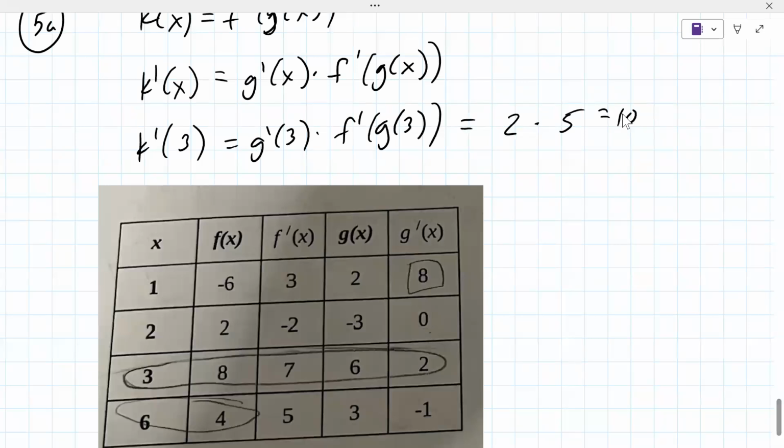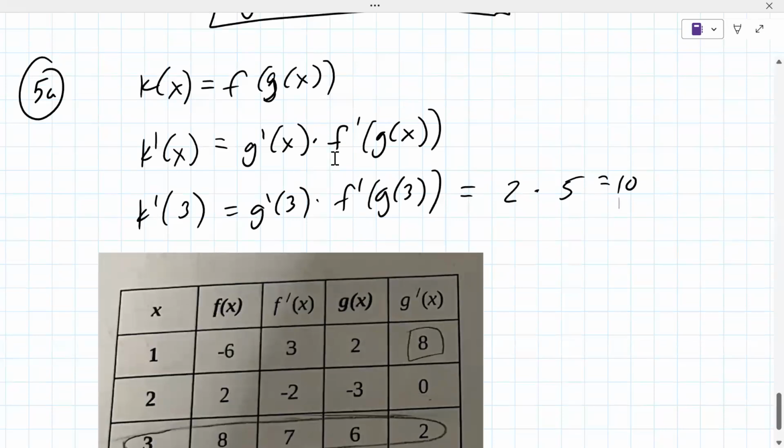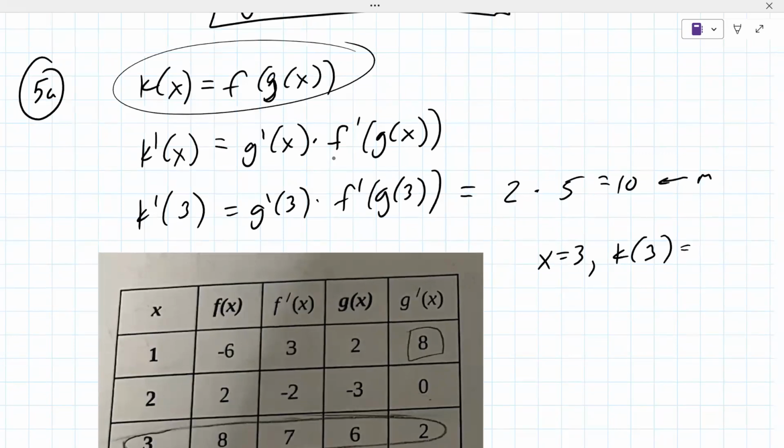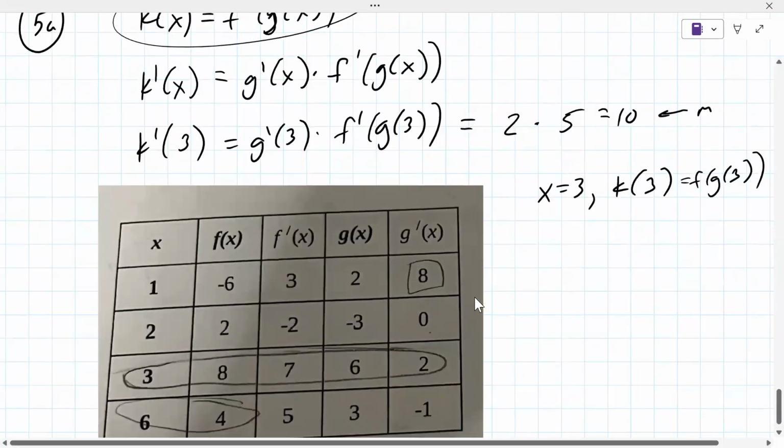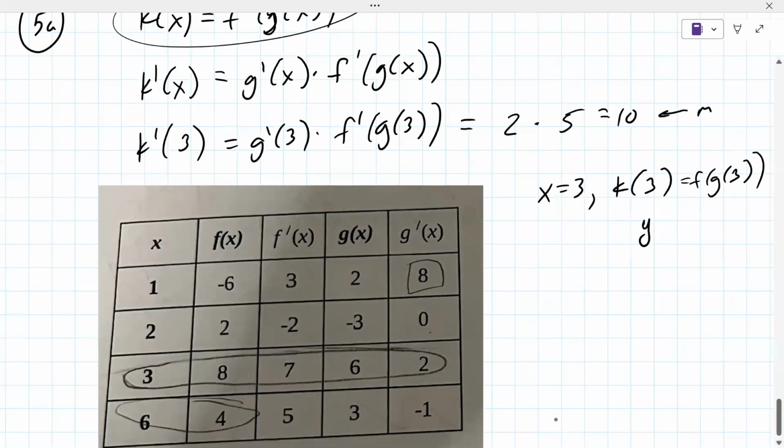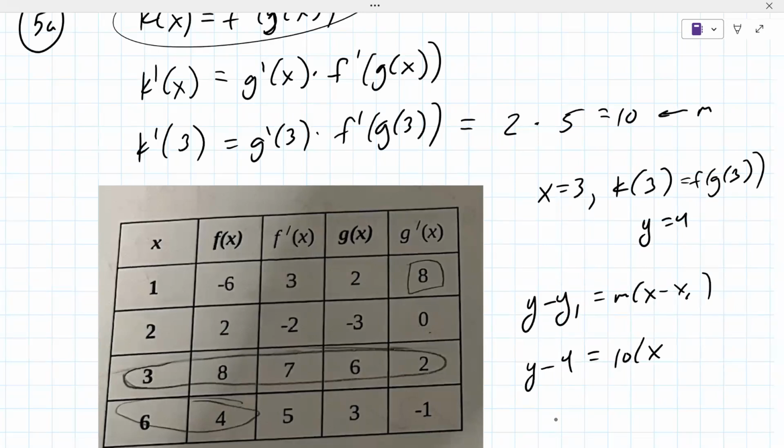Okay, the next thing is to write the tangent line. We did this because they wanted the tangent line. So you got the slope, great. You have x equals 3, and then you also need K of 3. You have to go back to the original for that, so you really need F of G of 3. Could you calculate that for us, please? 4. That is correct. So basically y is 4. Go back to y minus y1 equals m times x minus x1. Right, there you go. So that's part A.